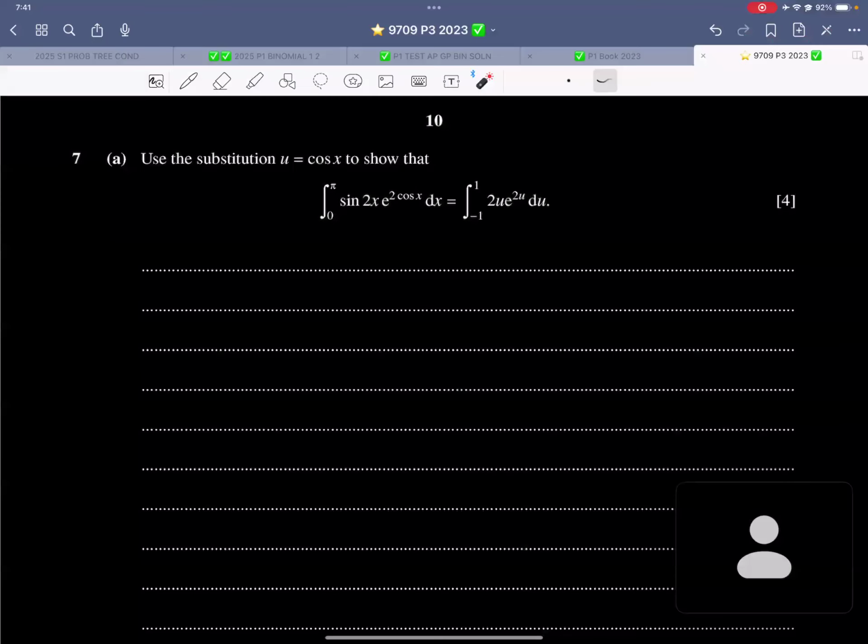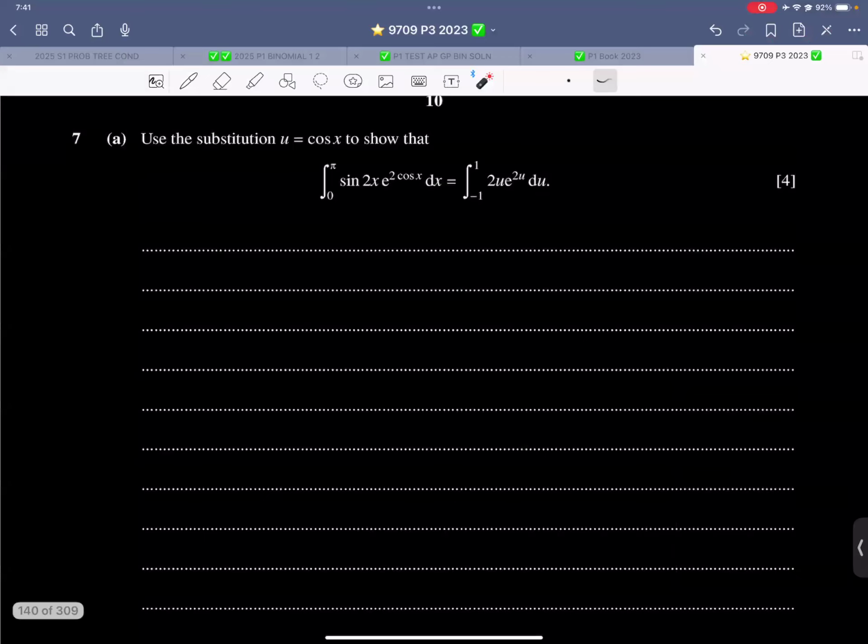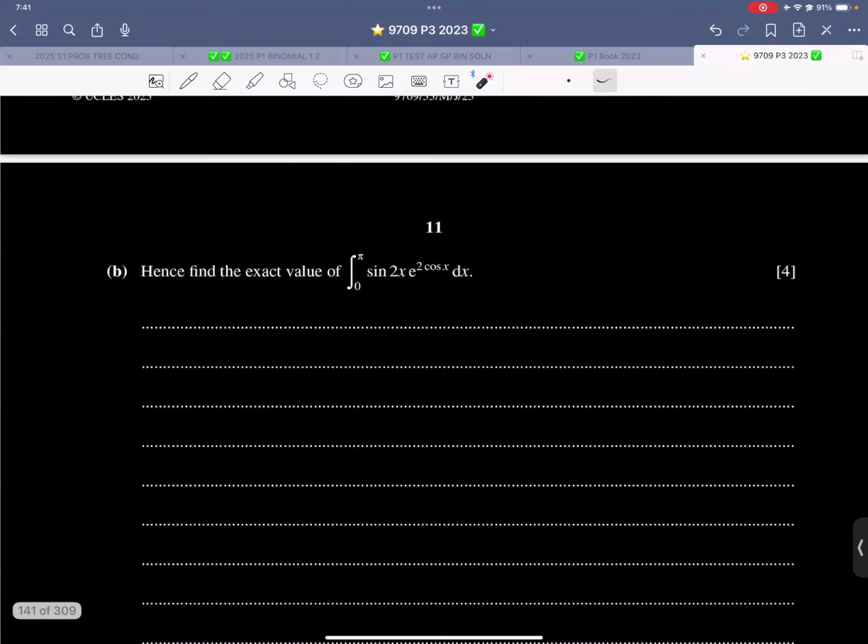Now it says, use the substitution, show that this thing becomes this. So it's a nice question. You have to change everything. Again, it's substitution, but now it's becoming something like this, and this thing will be solved using integration by parts. That is the second part. 4 marks, 4 marks, so 8 marks.